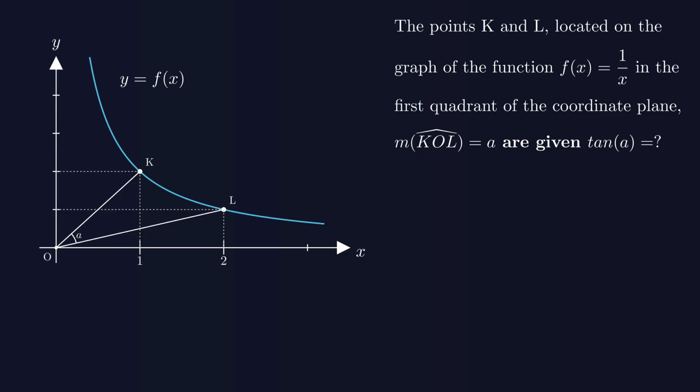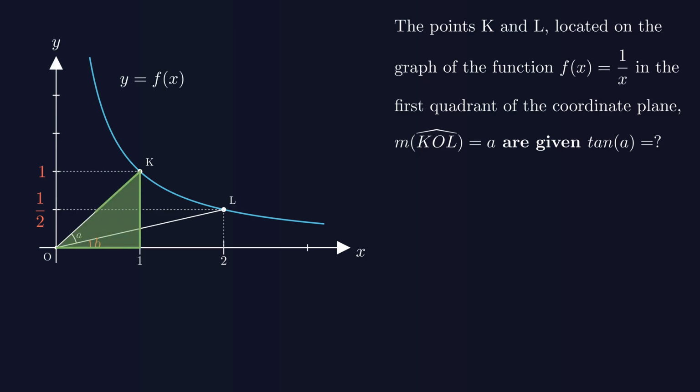Where should we start? Well, first of all, since the equation of the curve is y equals 1 over x, we can find the y-coordinates for the given x values. For x equals 1, y is 1. For x equals 2, y is 1 over 2. Is that correct? Now let's call the angle between line segment OL and the x-axis beta.